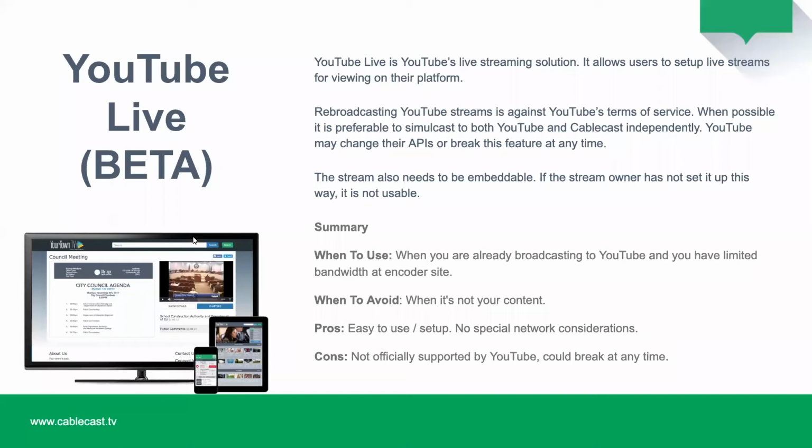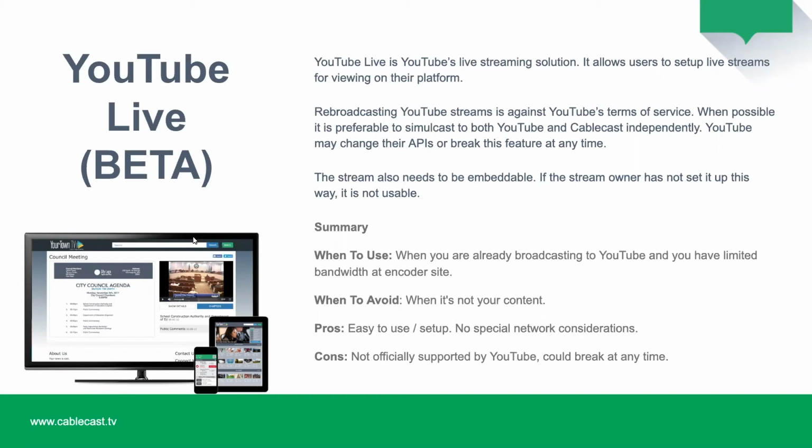So again, if you have local communities or other areas that are going to be streaming something to YouTube Live, you can take in that YouTube Live URL of that video and have it play through and decode it on your system. There is another requirement that the stream also needs to be embeddable. So whoever created the stream needs to set that up. If it is not an embeddable stream, you are not able to use it. So be mindful of that if you're setting up something yourself or using someone else's. If you want to use something NASA is streaming, they might not make it embeddable, so you may not be able to use it. When to use: when you are already broadcasting to YouTube and you have limited bandwidth at an encoder site.